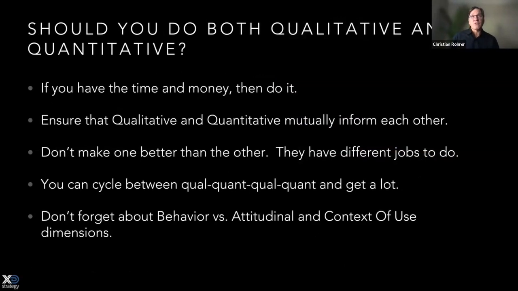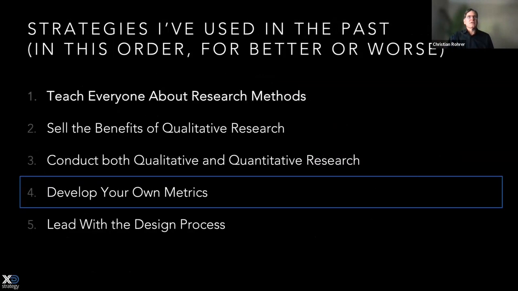So should you do both of these things? I think if you have the time and money, you should, of course, but they should ideally mutually inform each other, kind of like what Trisha was saying, but also the example I gave you with the eBay finding. You just want to make sure not to make one better than the other because they're different. That idea of cycling between them can be very, very helpful. And don't forget, there are other dimensions of research you could use too.